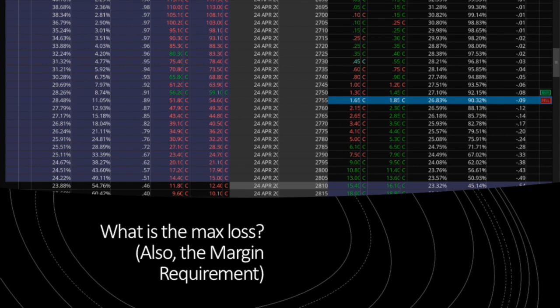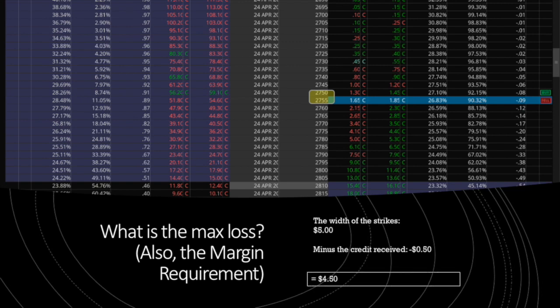Okay, so let's calculate what the max loss is, because this is also the margin requirement that your broker will require of you. So SPX trades in $5 increments. So you take the width of the strikes and you minus the credit you took in, which was 50 cents, and that leaves you with $4.50. And of course, you times that by 100, so the margin requirement will be $450 for every 1 contract.